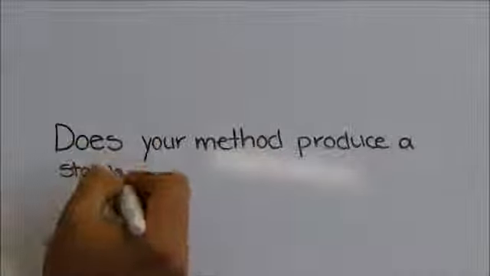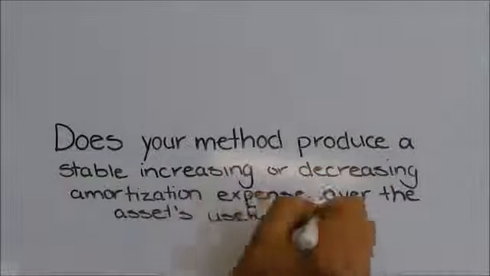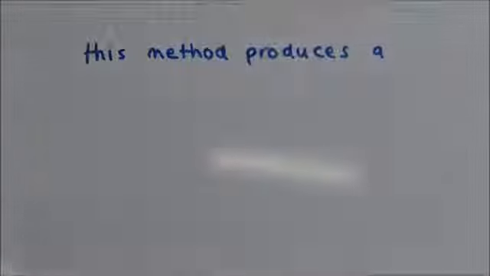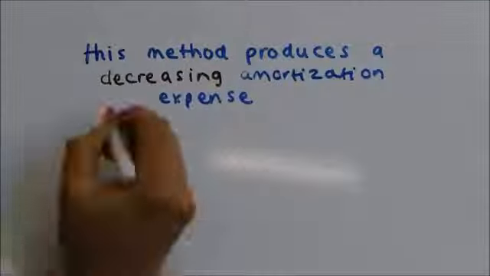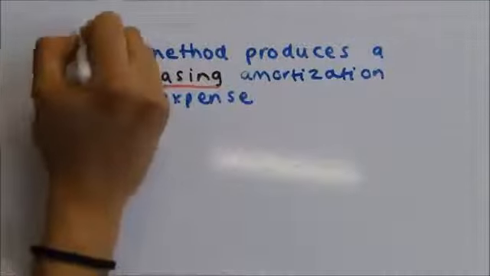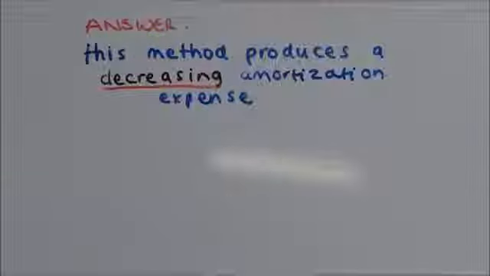Does this method produce a stable or unstable, increasing or decreasing amortization expense over the asset's useful life? This method produces a stable, decreasing amortization expense because every year the net book value of the asset, which once again is the undepreciated cost of the asset minus depreciation, is multiplied by the CCA rate.